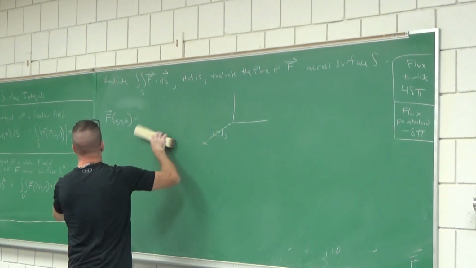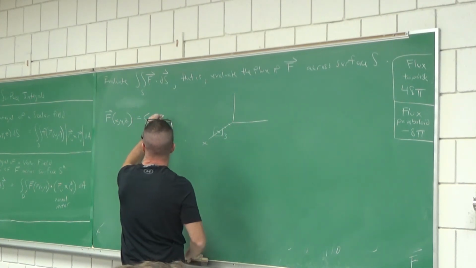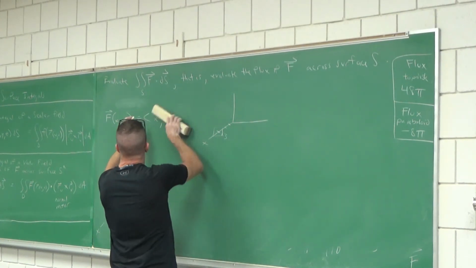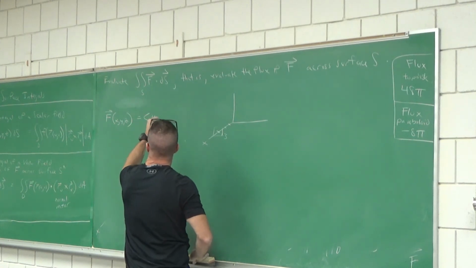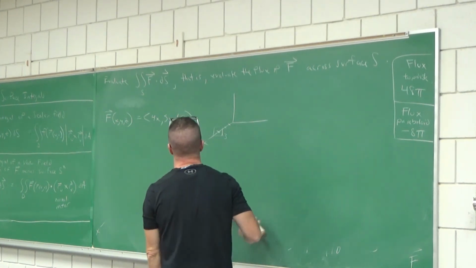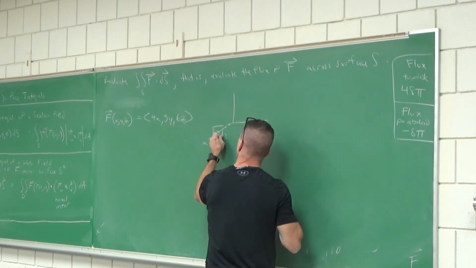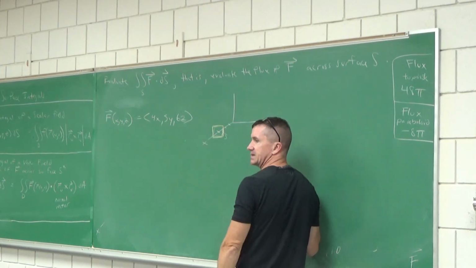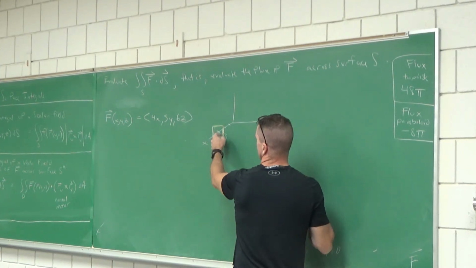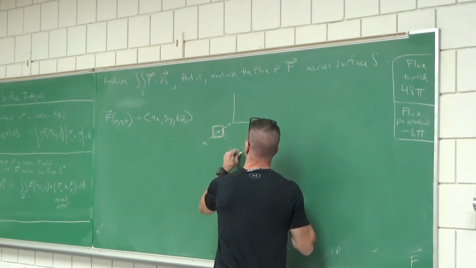Let's make up a different vector field. How about 4x, 5y, 6z? That's our vector field. Can you give me the flux across this surface right there? But I'm going to tell you how big that square is, Ellen. That's a square, and it's a 2 by 2 square.